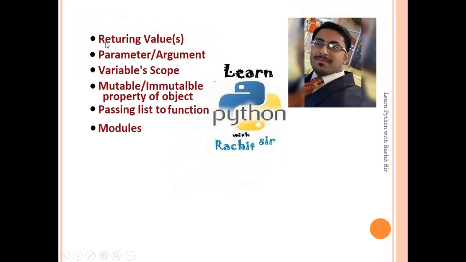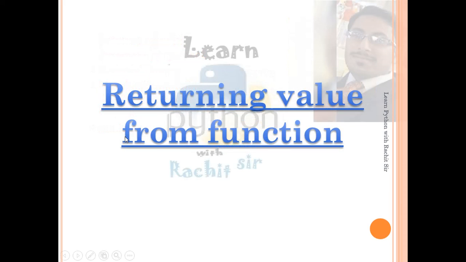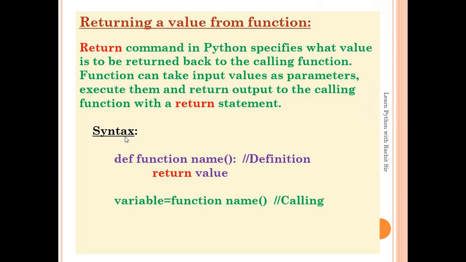Today we will cover these topics: first, returning value, parameters or arguments, variables scope, mutable immutable property of object, passing list to function, and modules. So let's start. First of all, returning value from function.